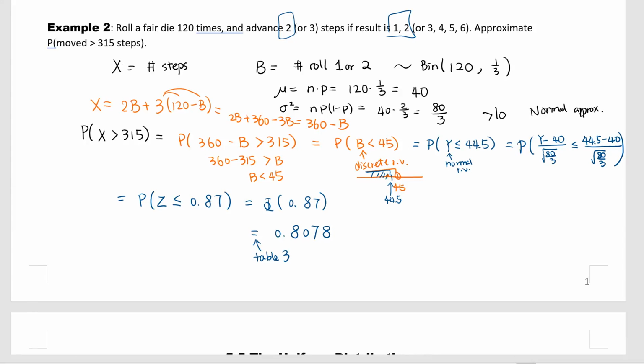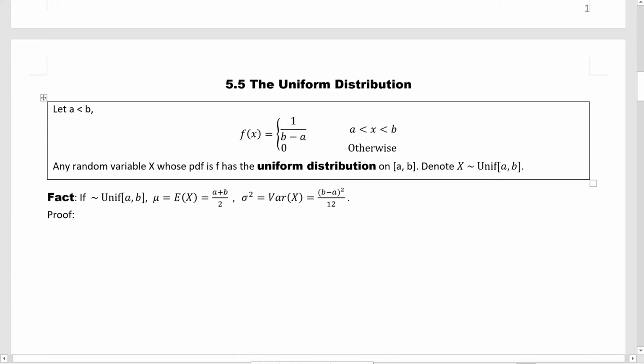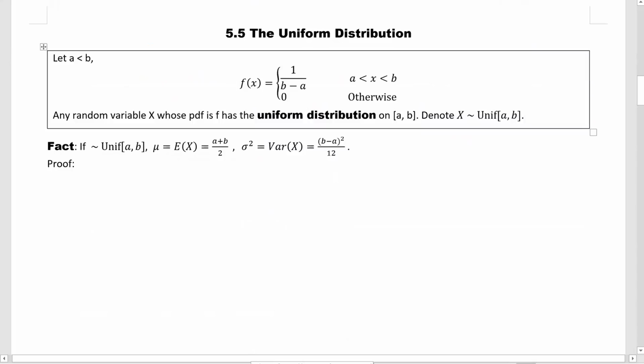And after you get the Y, you have to change it to the standard normal distribution, because we only have the table for the standard normal. We don't have the table for normal. So change to standard normal distribution, and then use the CDF value to calculate. All right. So that is 5.3.